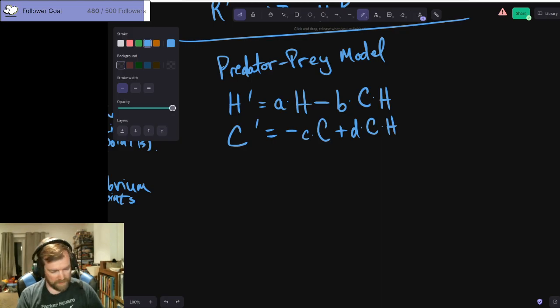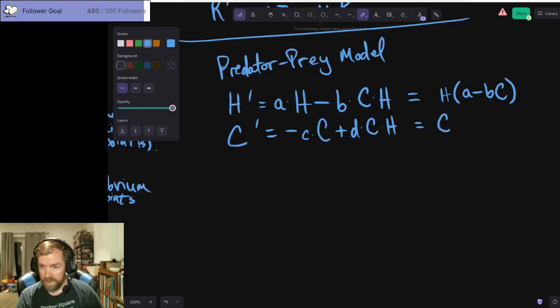So oftentimes this is going to be given as, right, H times the quantity, A minus B times C. And our carnivorous one is going to be given by C times the quantity, negative C plus DH.